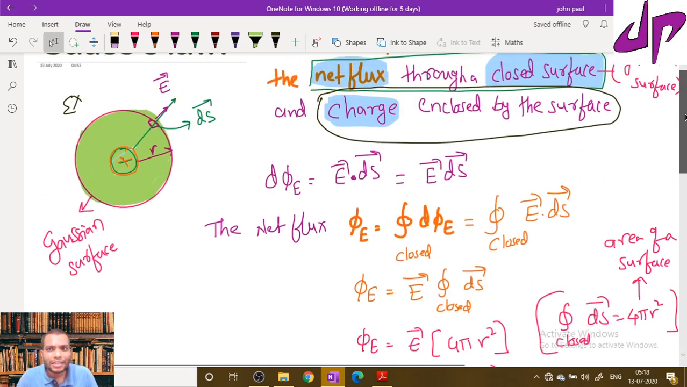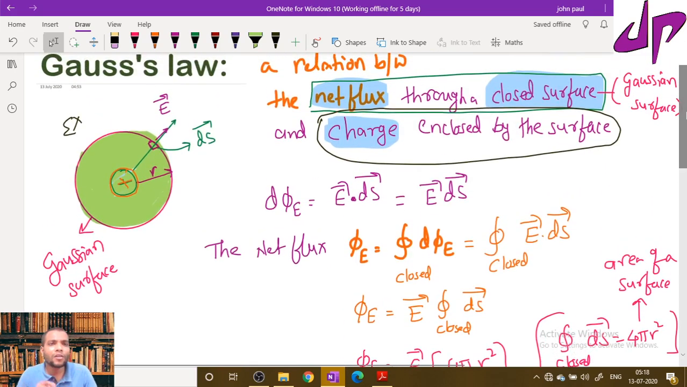We need to make a clever selection of a closed surface. This closed surface might be any shape. The Gaussian surface might be any shape, but it should be a closed surface. So in this simplest example, we have chosen a spherical Gaussian surface. Now we can take another surface.